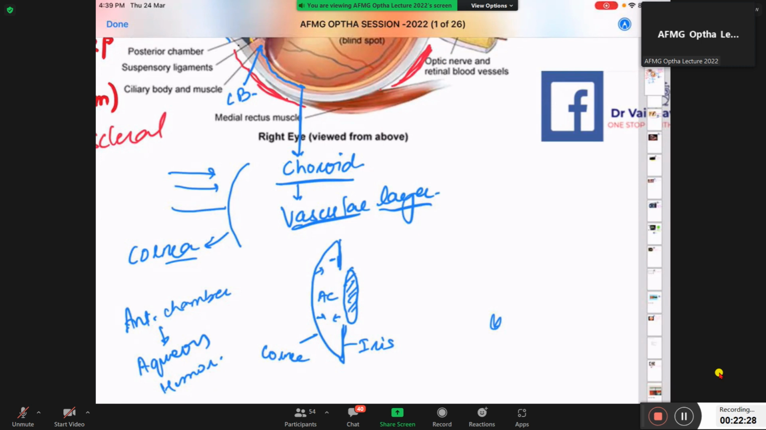Yes or no in the chat box? If it is clear, anterior chamber. The anterior chamber is filled with which liquid? Aqueous humor. It is present behind the cornea and in front of the iris.